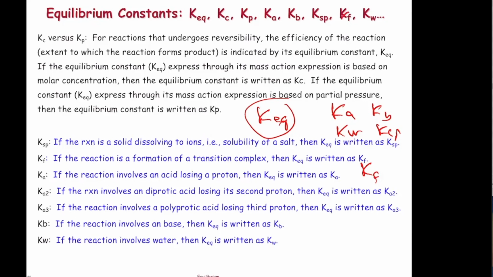These different letters down here just tell you more information about the type of reaction we are discussing. So don't let those letters intimidate you. As long as you see the K there, it's a K equilibrium. Sometimes we'll have a Kc and a Kp. Kc means that your mass action expression is expressed in molarity. Kp tells you that your mass action expression is expressed in atmosphere, partial pressure.